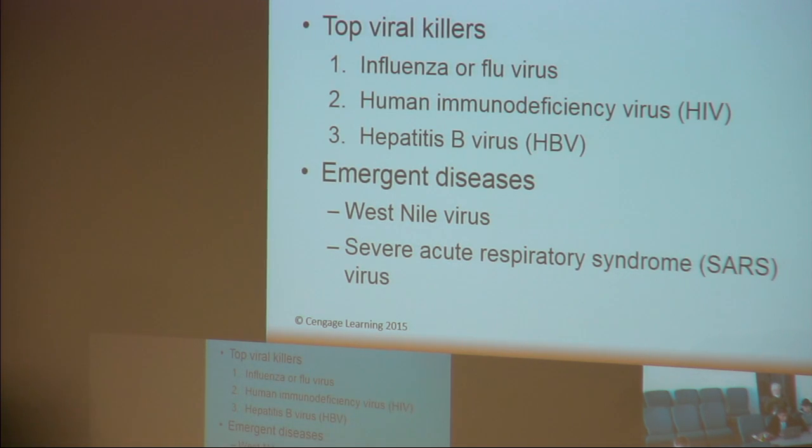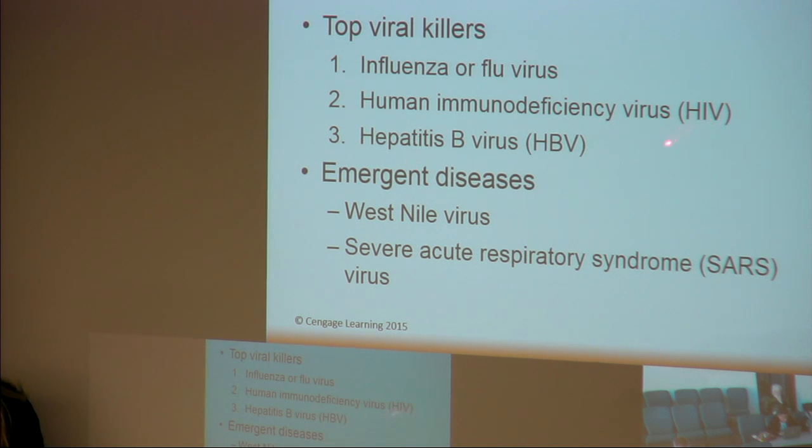So the top viral killers. Viruses are different than bacteria. The top killer is the flu. What's so dangerous about the flu is, think about the flu shot. You're inoculating yourself with the flu so your body can build up antibodies, resistance against it. But the problem with this flu virus is that it's able to change its DNA and become a totally new virus. That is the big problem there.